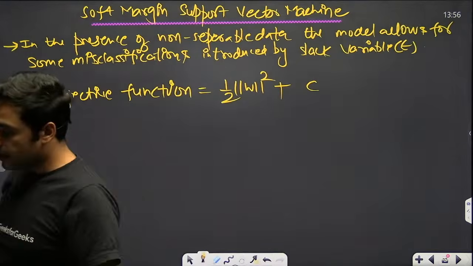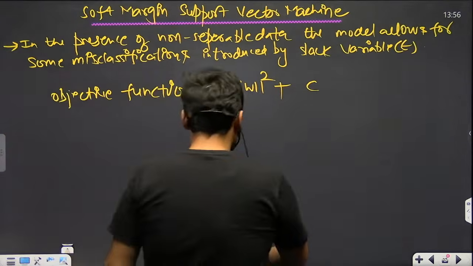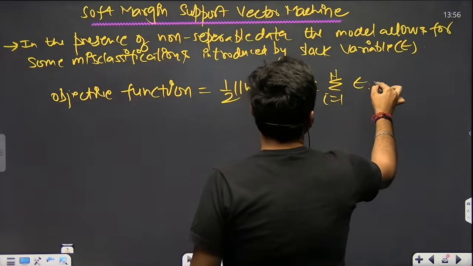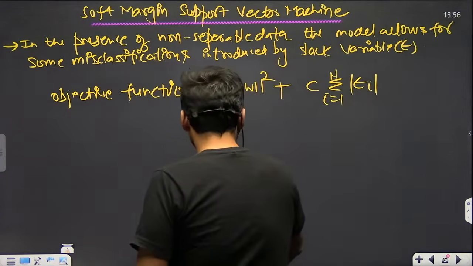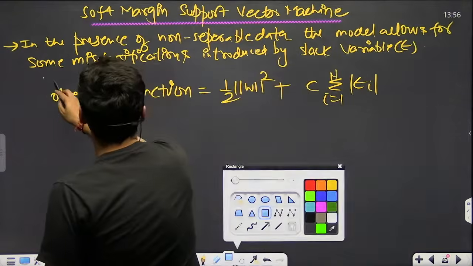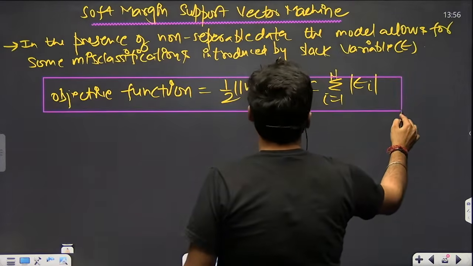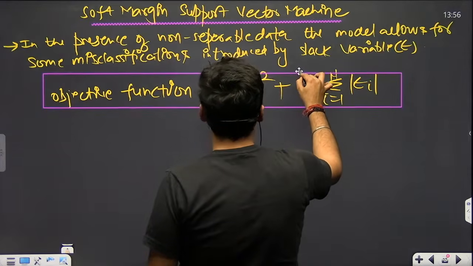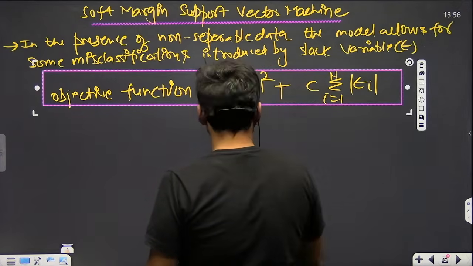Okay, the objective function is the sum from i equals 1 to n of the modulus of epsilon i. Okay, this is the objective function. ठीक है भाई, this is the objective function. तो ये है ऑब्जेक्टिव फंक्शन यहां पे. Okay, this is the objective function.